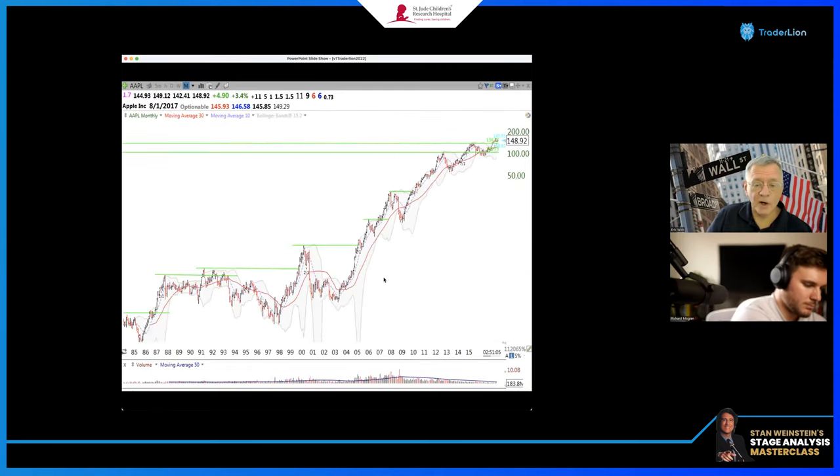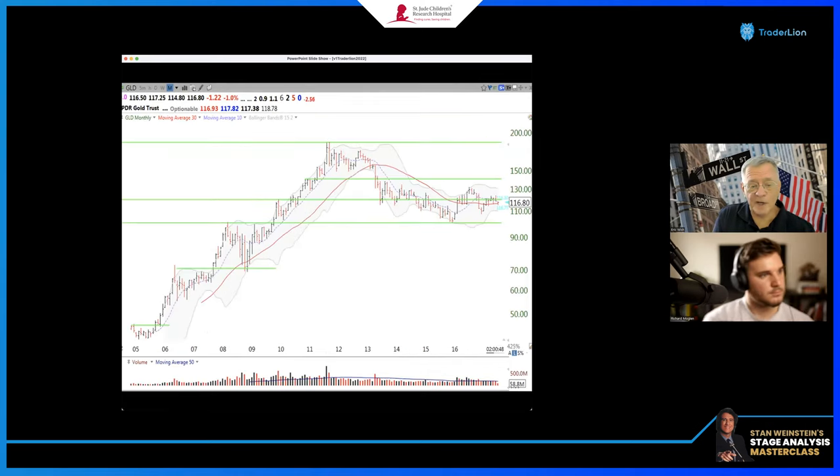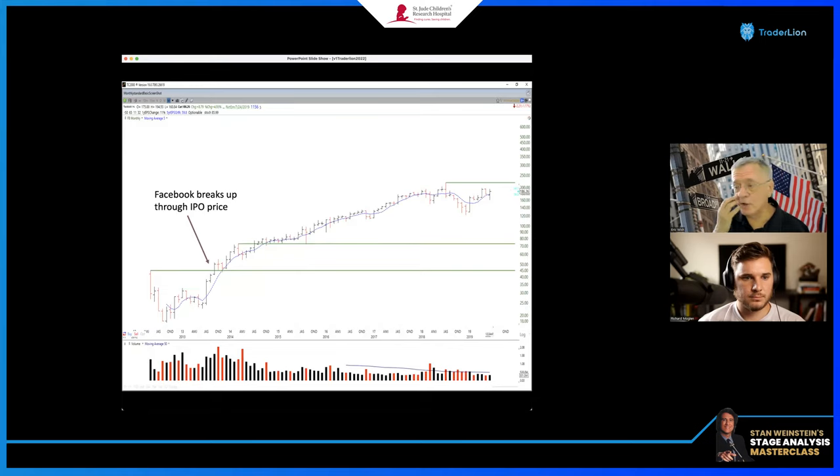Apple, look at all the green lines. You can look at these later. You can even do this with gold, with commodities. Gold has been under its green line for a long time. All right? I wanted to show you Facebook.